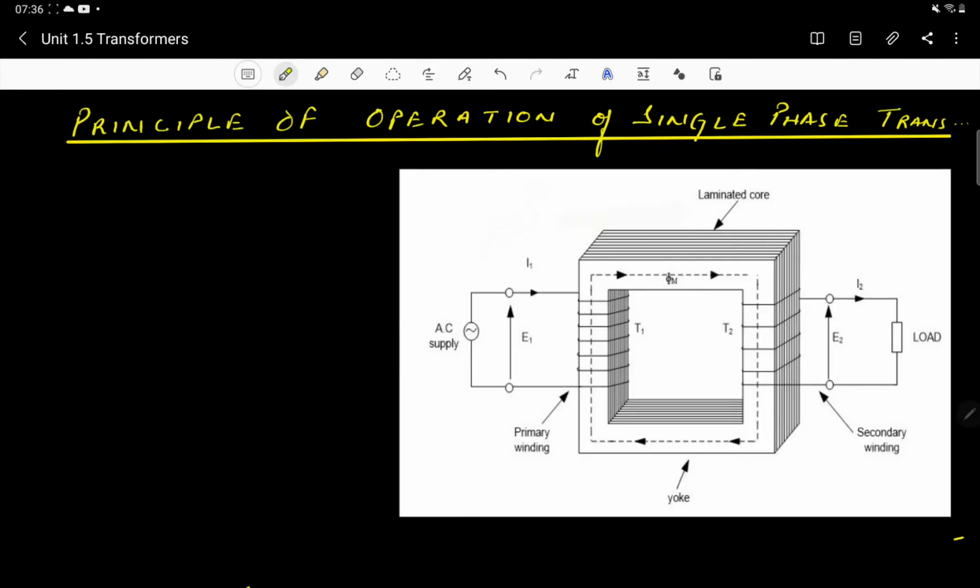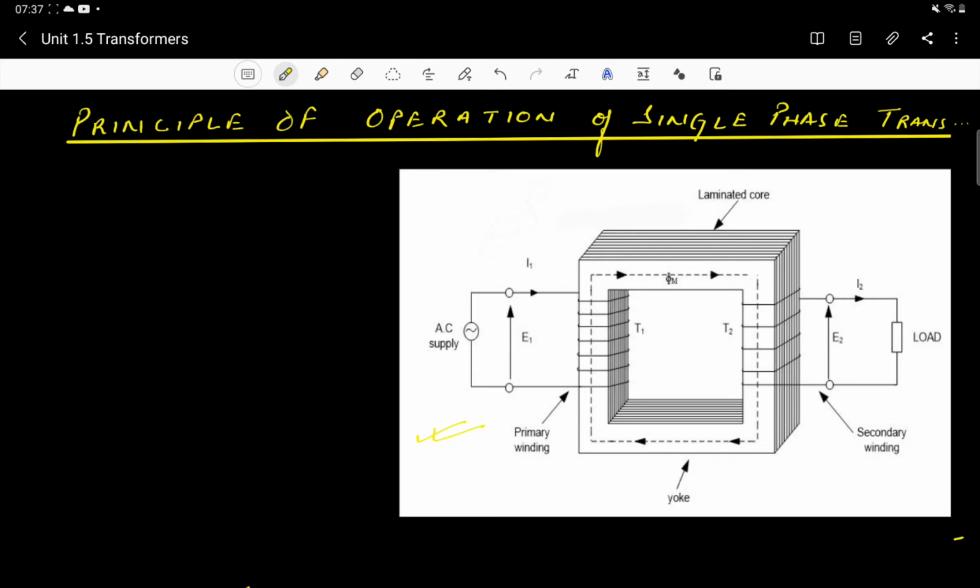Hello everyone. In this lecture we are going to discuss the principle of operation of a single phase transformer. All of you have heard about the transformer. Simply, it is a static device which consists of two or more stationary electric circuits, as you can see in this circuit diagram, the arrangement of a simple transformer.